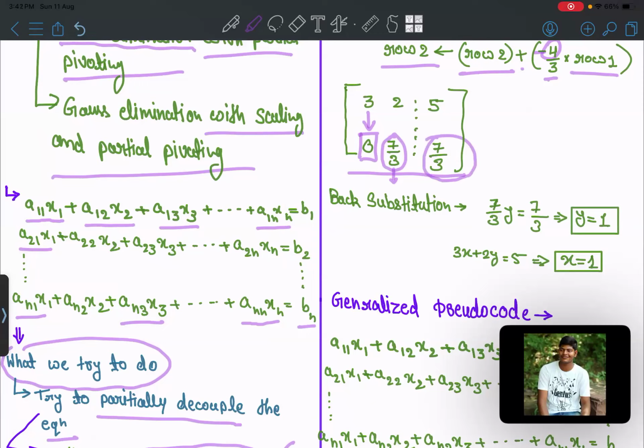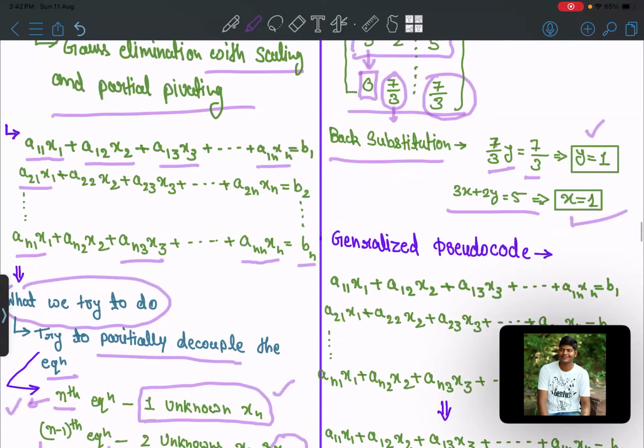So using the back substitution method, first we solve this equation: 7 by 3 y equals 7 by 3. That leads to y equal to 1. Then in the equation 3x plus 2y equal to 5, if you put y equal to 1, that leads to x equal to 1. This is known as back substitution, and the earlier step is known as forward elimination.